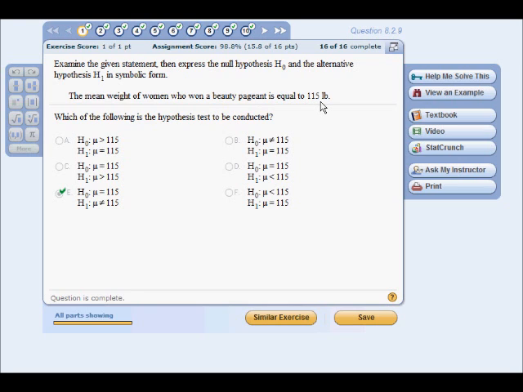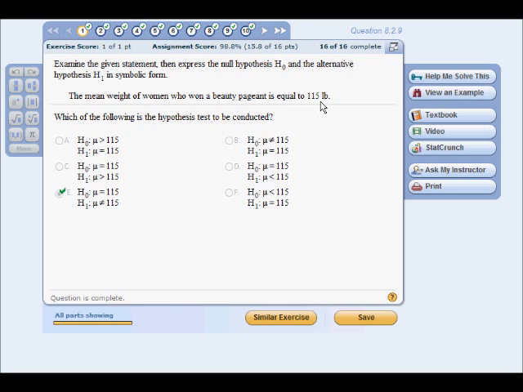Now your null hypothesis, H sub 0, is a statement that the value of any population parameter, such as proportion, mean, or standard deviation, stuff like that, is equal to some claimed value. An alternative hypothesis is simply a statement that makes that null statement untrue.